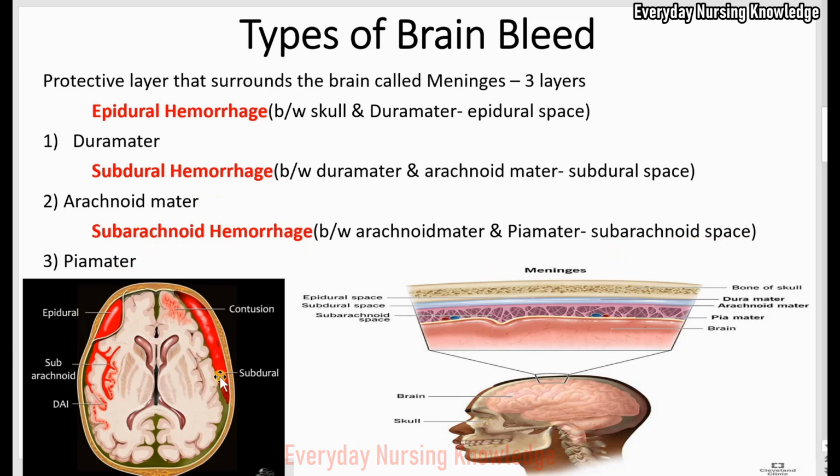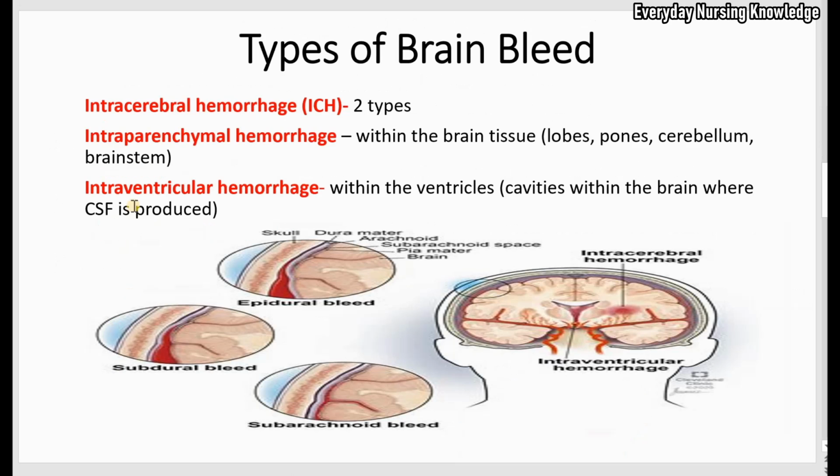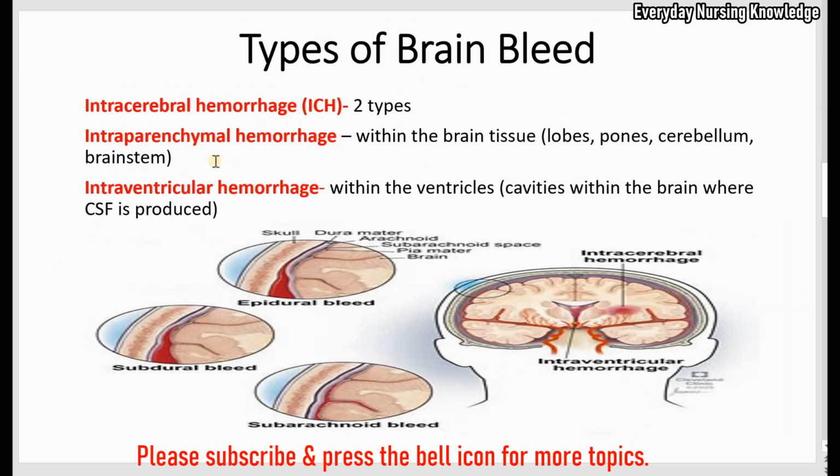So epidural, subdural, and subarachnoid hemorrhage happen outside the brain tissue but within the skull and between the meningeal layers, and they are extraaxial hemorrhage. The fourth hemorrhage, intracerebral hemorrhage, happens within the brain tissue, and there are two types.